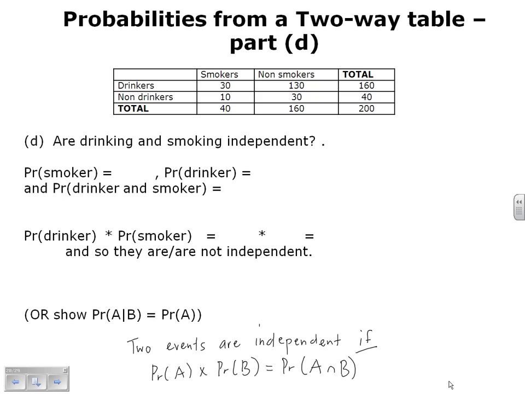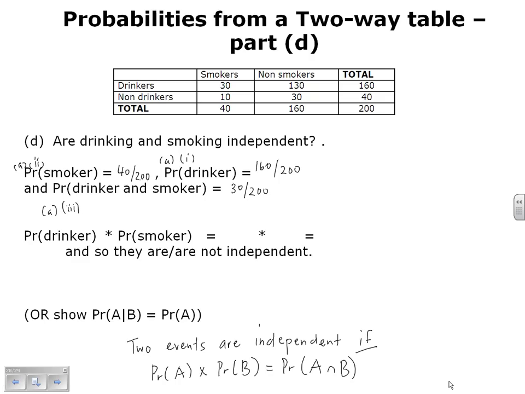So for the case of drinking and smoking, we will have picked up these answers from the previous parts. So our probability of a smoker, 40 out of a possible 200. Probability of a drinker, A part 1, apologies, 160 out of 200. Probability of a drinker, 160 out of 200. And probability of a drinker and a smoker, our intersection that we find in A part 3, 30 out of a possible 200.